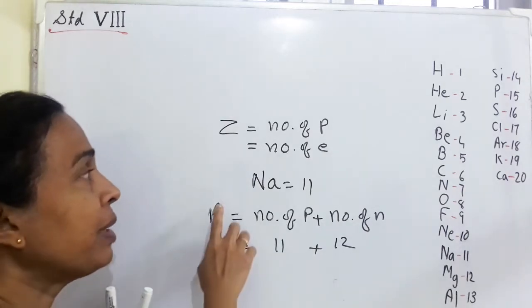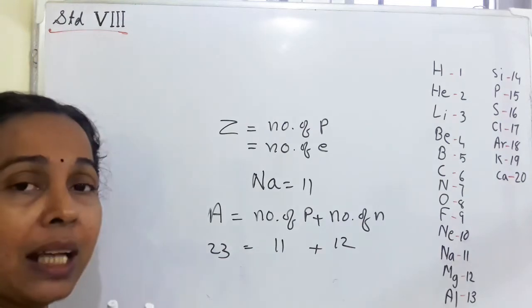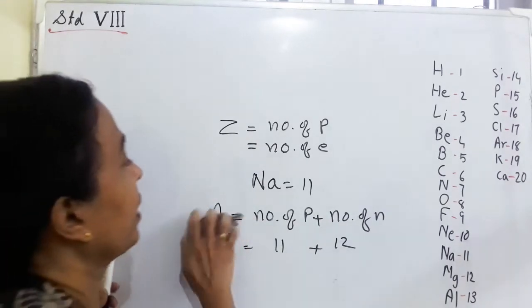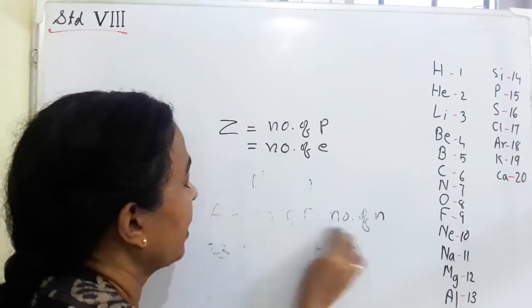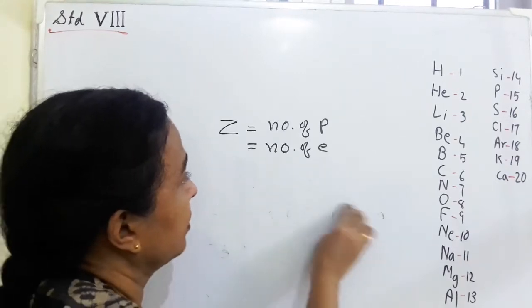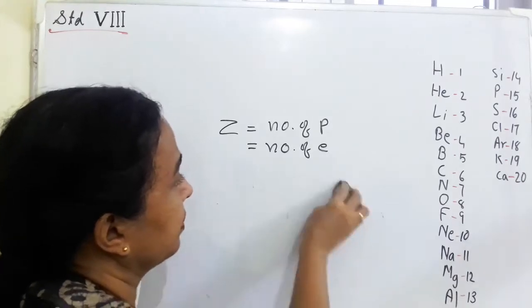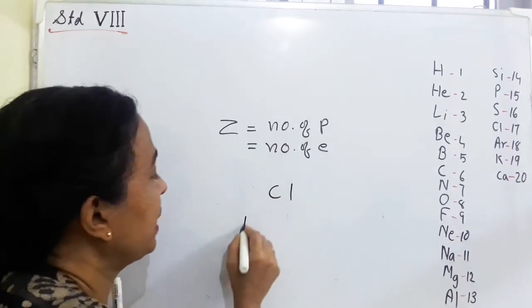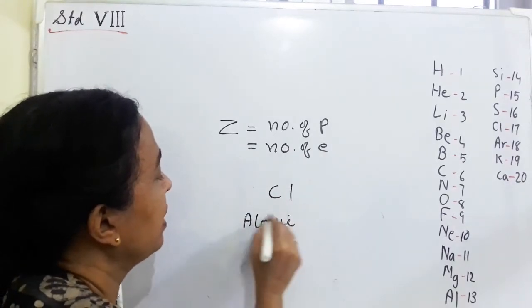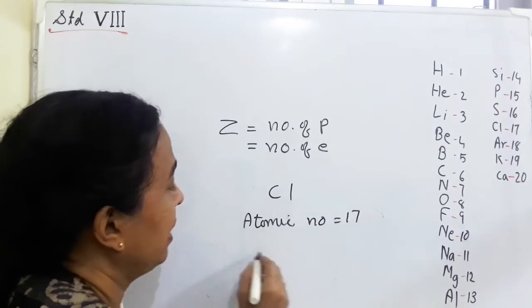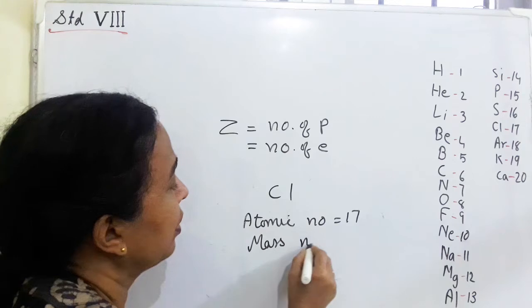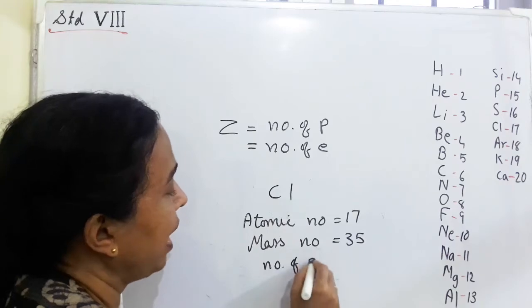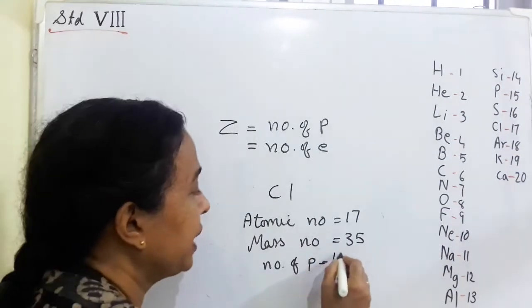Now if we know the mass number and atomic number of an element, very easily we can calculate the number of neutrons in the atom. For example, chlorine, its atomic number is equal to 17. Its mass number is equal to 35. So what is the number of protons in the atom? Number of protons is equal to atomic number. So that is equal to 17.